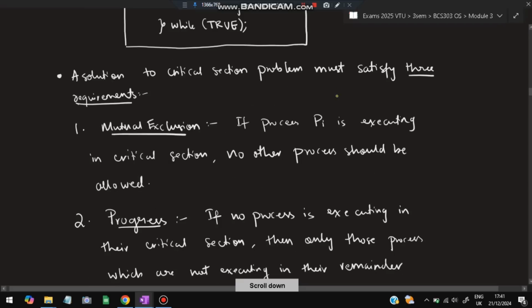Now, the solution to the critical section problem must satisfy three requirements. So what is the problem here? The problem is that we should not allow more than one process to execute the critical section at the same time. So how do we solve it? There are three requirements which, if satisfied, will be called a solution to the problem. The first one is mutual exclusion. If process Pi is executing in the critical section, no other process should be allowed. First rule: if one process is executing, don't allow any other process.